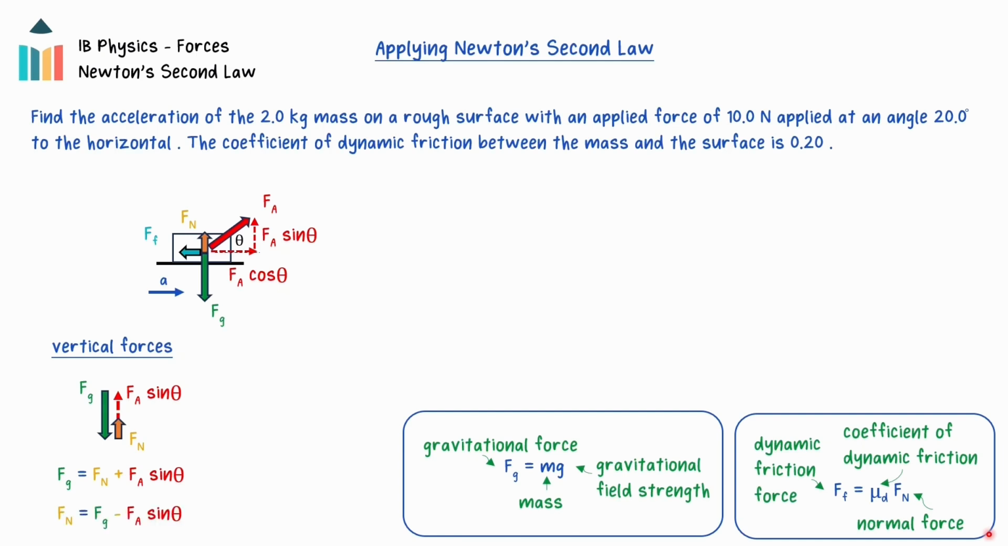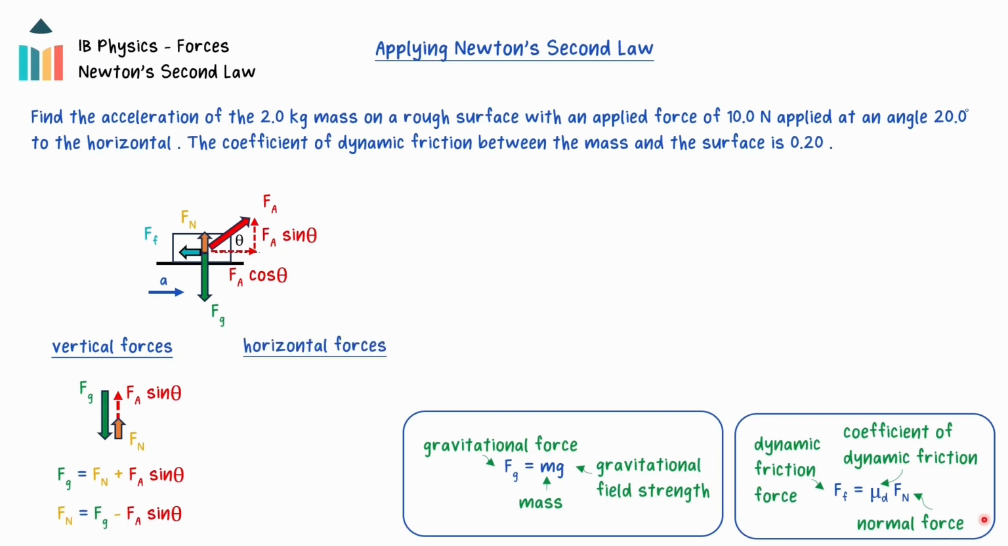Rearranging for the normal force, we can see that the normal force acting between the block and the surface reduces in magnitude and is equal to the force of gravity minus the vertical component of the applied force. We will use this expression for the normal force later in the formula for the force of friction.